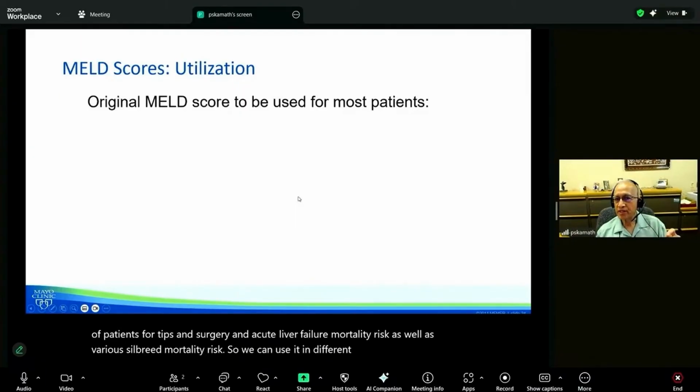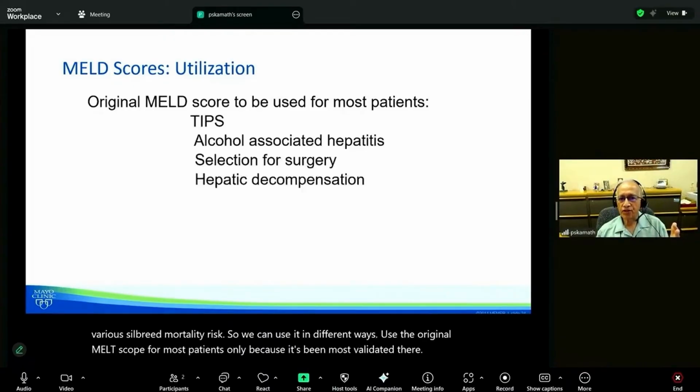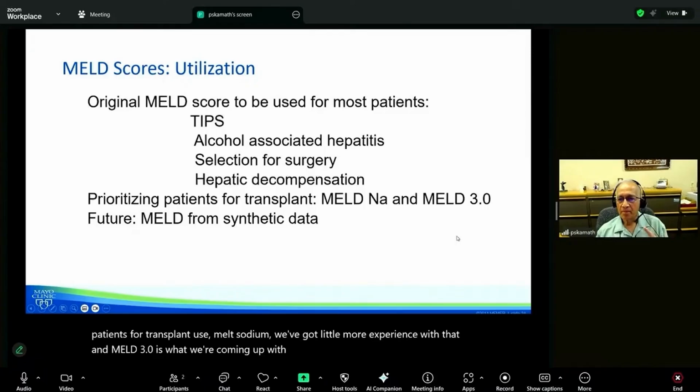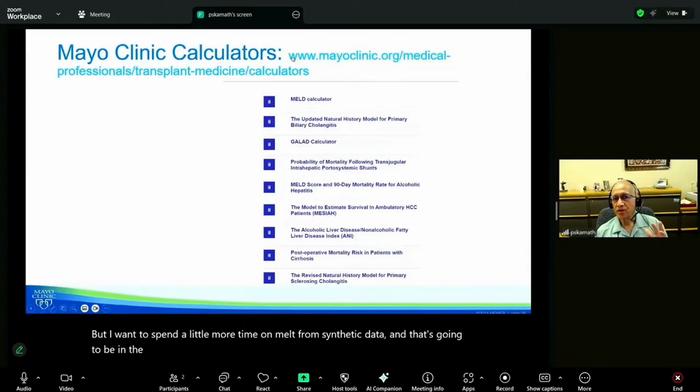Use the original MELD score for most patients only because it's been most validated there. So TIPS, alcohol-associated hepatitis, hepatic decompensation. For prioritizing patients for transplant, use MELD sodium. We've got little more experience with that, and MELD 3.0 is what we're coming up with now. But I want to spend a little more time on MELD from synthetic data, and that's going to be in the future. Now, if you want, you can write this down.